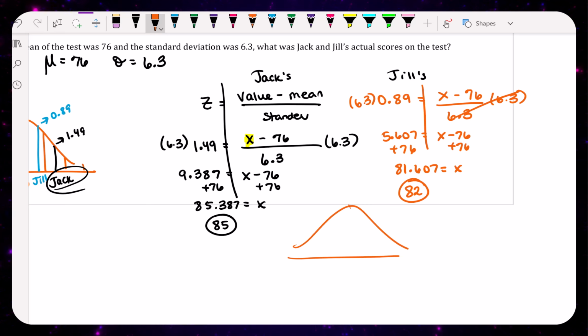So if we had a mean of 76, you can see that Jill did a little bit better than 76, and Jack just a little bit better than Jill's score. And that's how you work backwards.